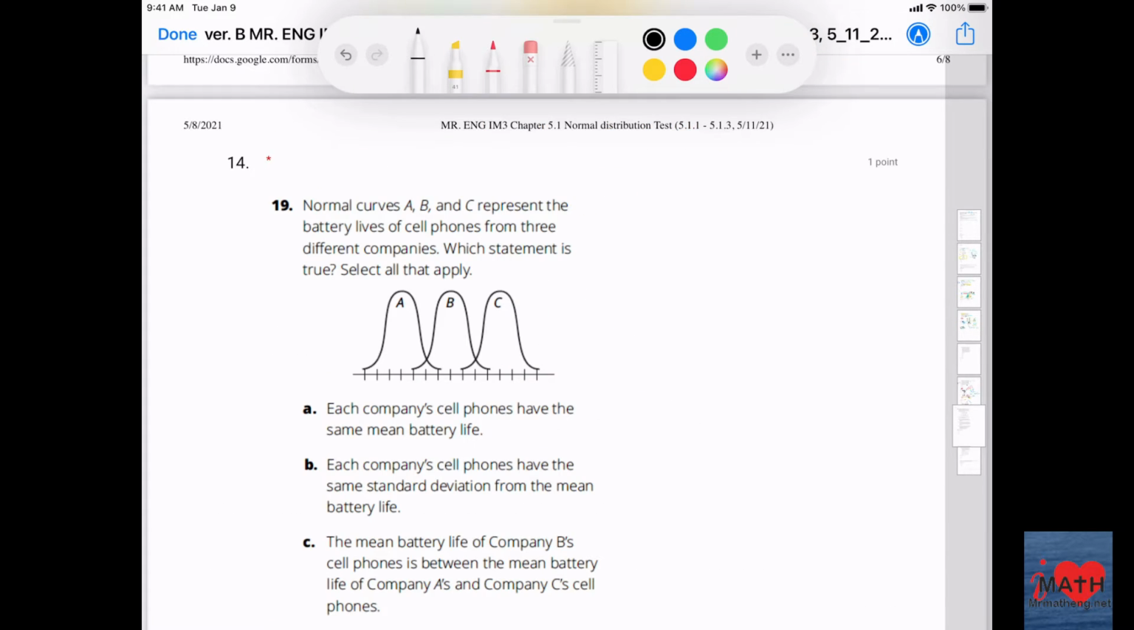All right, number 19. Normal curves A, B, and C represent the battery lives of cell phones for 3 different companies. Which statement is true? Select all that apply. I only let you guys pick one answer, and there could be multiple answers. All right, I'm going to color code these. So A is my yellow one here, and B will be my blue one, and green will be C.